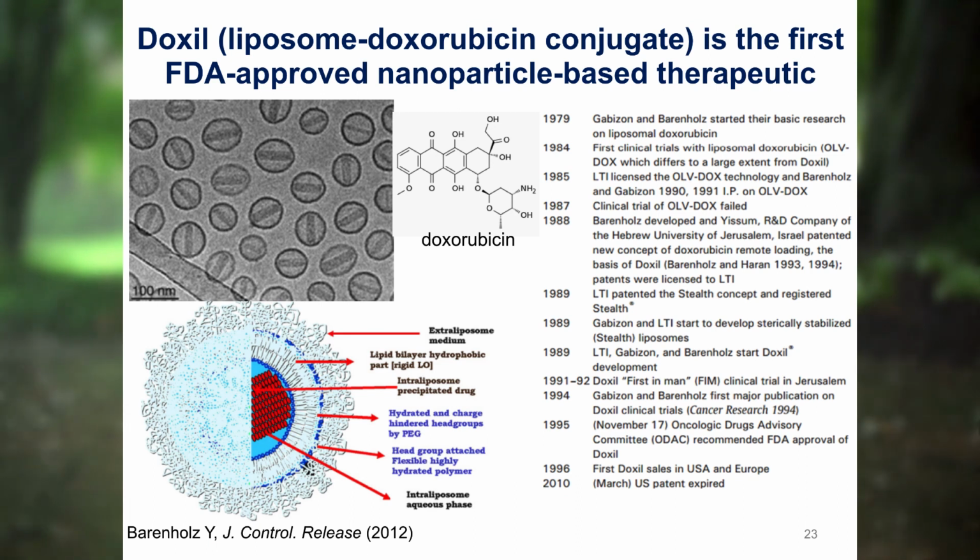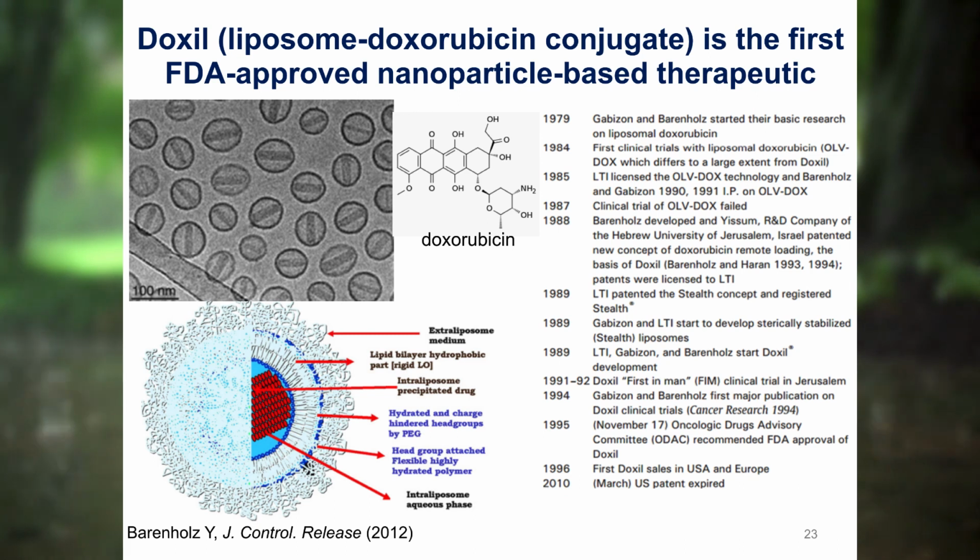basic research on liposomal doxorubicin, and then it took them quite a long time. They filed for the first clinical trial in '84, but unfortunately it failed. Very sad. It failed in '87. But they didn't give up. They actually put in some new technology. They introduced a stealth concept by putting in some polymeric strands on the surface to endow better evasive ability against immune responses.